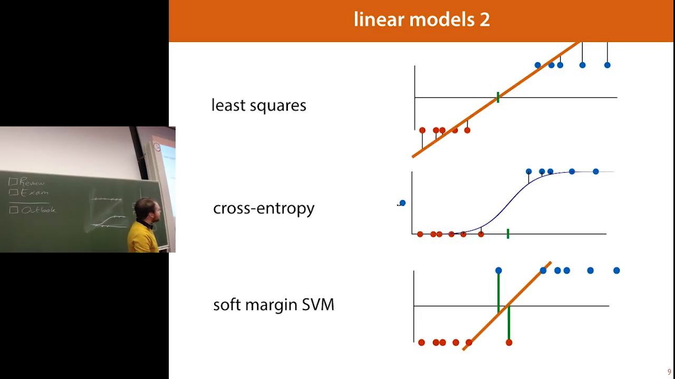So not only do the points near the decision boundary pull stronger on the line in this case, it's also much less sensitive to outliers. Because here, if this one is twice as big as this one, it pulls 4 times as hard, because we take the square. And here, if this one is 100 times as big as this one, it pulls only twice as hard, roughly, because we take the logarithm.